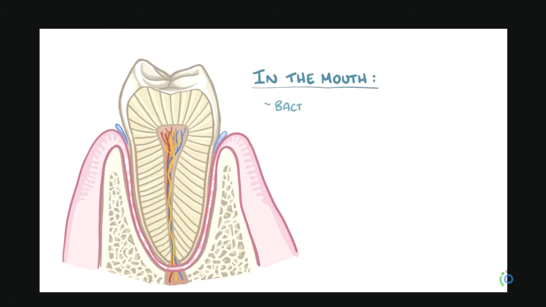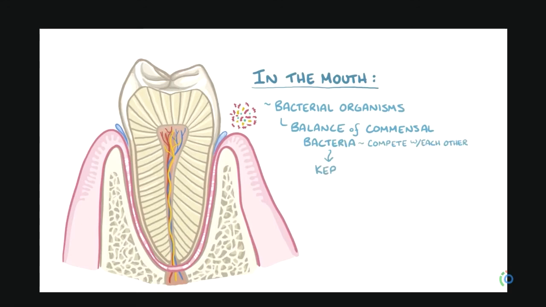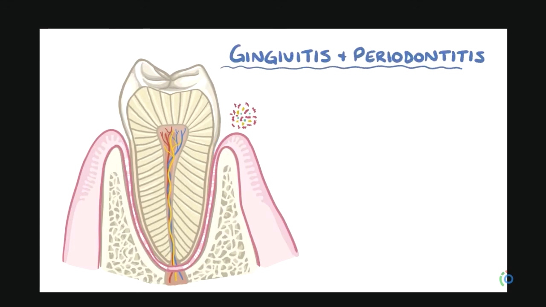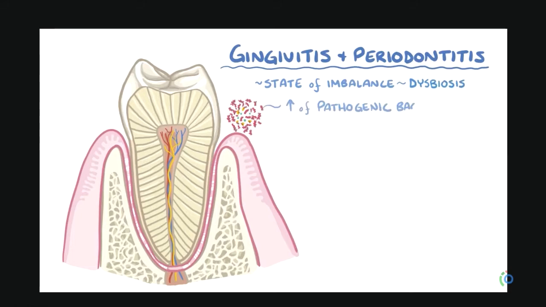Within the mouth, there are a bunch of bacterial organisms. In a healthy mouth, there's a balance of commensal bacteria that compete with each other, and they're all kept in check by those immune factors. Gingivitis and periodontitis represent a state of imbalance, or dysbiosis. This is when there's a relative increase in pathogenic bacteria, either because of a lack of competition with other commensal bacteria, or because of an ineffective immune response in the mouth.